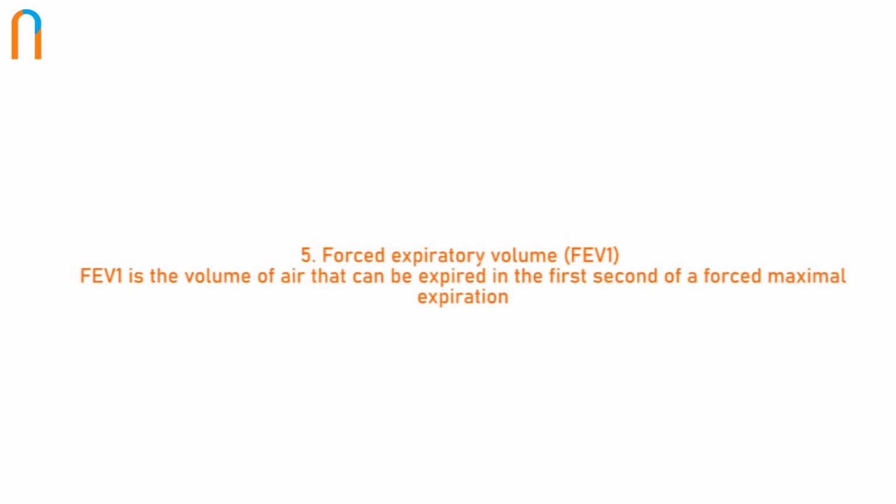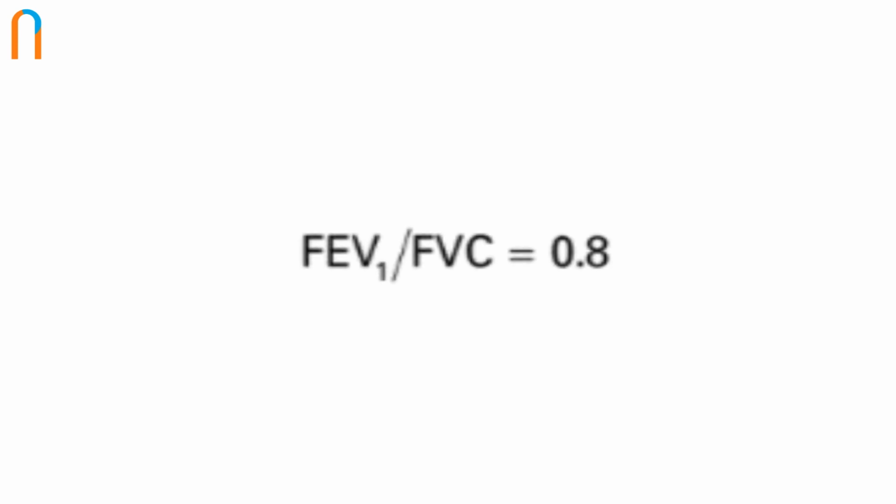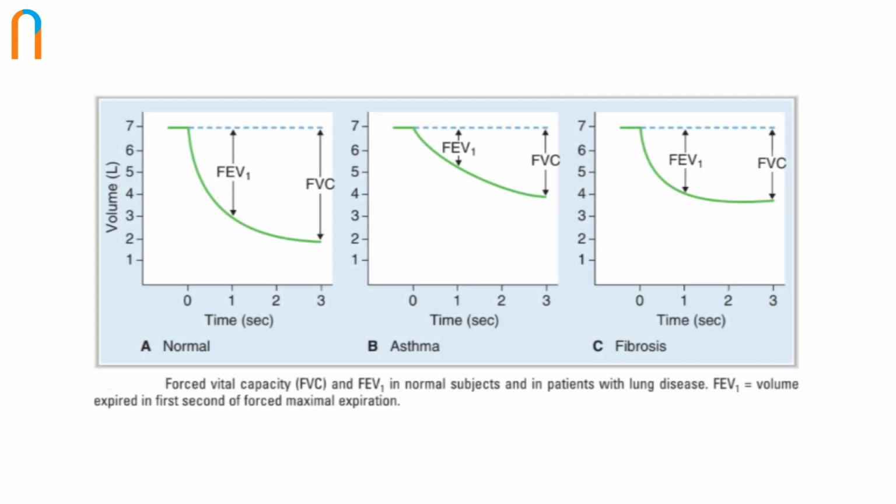Forced expiratory volume is the volume of air that can be expired in the first second of the forced maximal expiration. Forced expiratory volume is normally 80% of the forced vital capacity, which is expressed in the formula. In obstructive lung disease, such as asthma, forced expiratory volume is reduced more than forced vital capacity. In restrictive lung disease, such as fibrosis, both forced expiratory volume and forced vital capacity are reduced, and the ratio is either normal or increased.